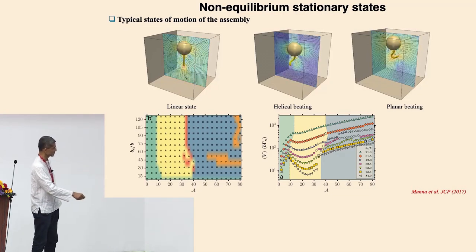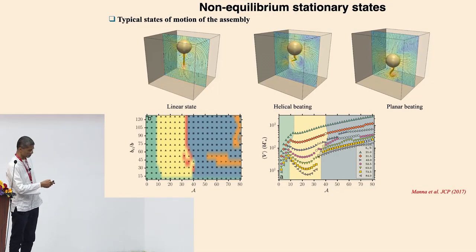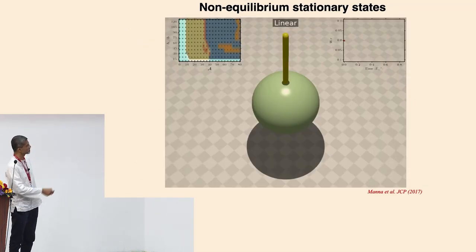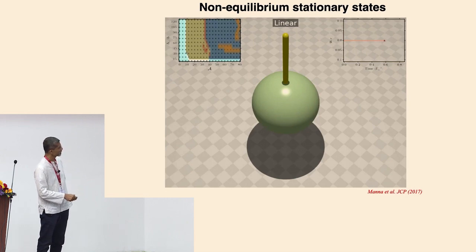But then there is activity, another parameter. Okay, there are some surprises here also. In this case, I will just show you this movie. Let the movie run, and then I will show you that now we are in this regime. When we are in this regime, for low activity, you have the straight filament.